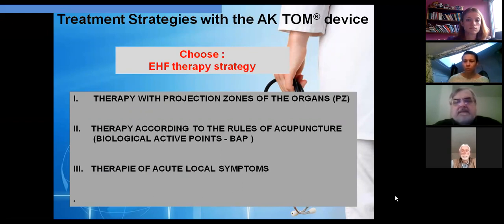You can influence with a device the organs and organ systems, influencing the so-called projection zones. These projection zones are zones where you can influence via skin to deeper organ systems. They are mostly close or similar to the so-called dermatomes. That means the areas of the skin which are connected with different levels of the nervous system.